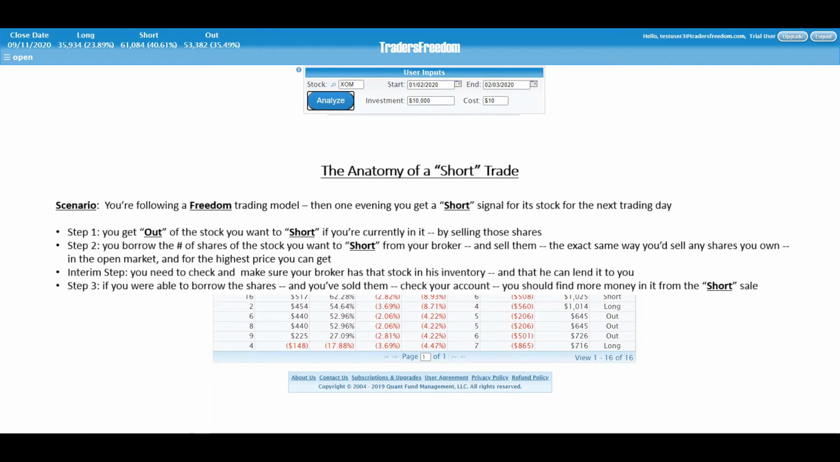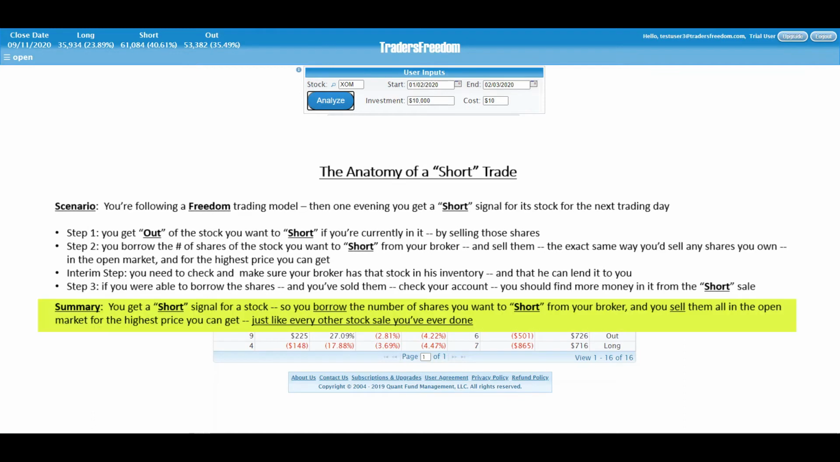And short step number 3, assuming that you are able to borrow it, you sell it, temporarily giving you more money in your trading account. Are we okay so far? That wasn't so hard, was it? You get a short signal for one of your stocks, you borrow shares of that stock from your broker, and you sell it into the market for the highest price you can get. And the result is you get paid.